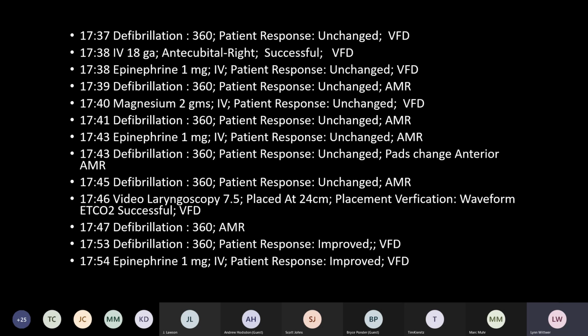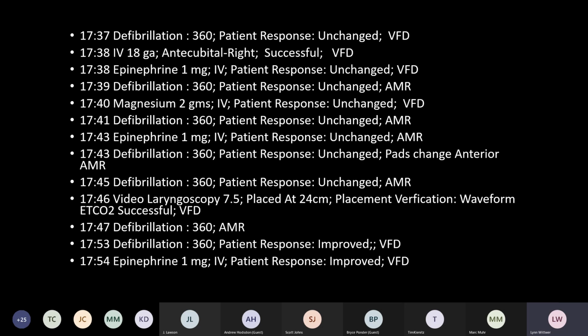Magnesium was given because of one of the interpretations. This was marvelously documented too. There's probably 20 different rhythm strips and 12 leads in this, and at least one 12 lead in this documentation as well. The magnesium was given because they thought there was perhaps torsades. So magnesium, defibrillated again, epinephrine again, defibrillated again, defibrillated again.